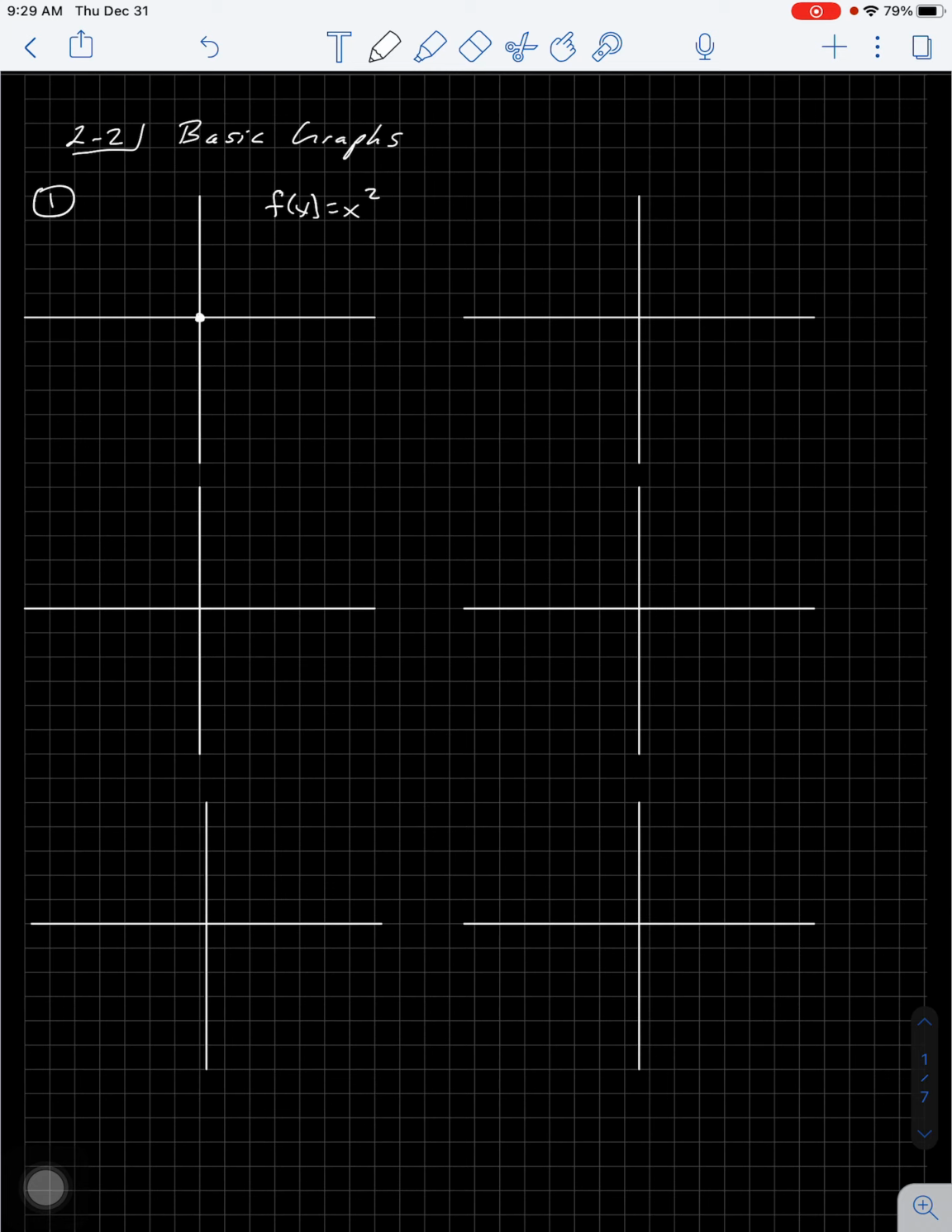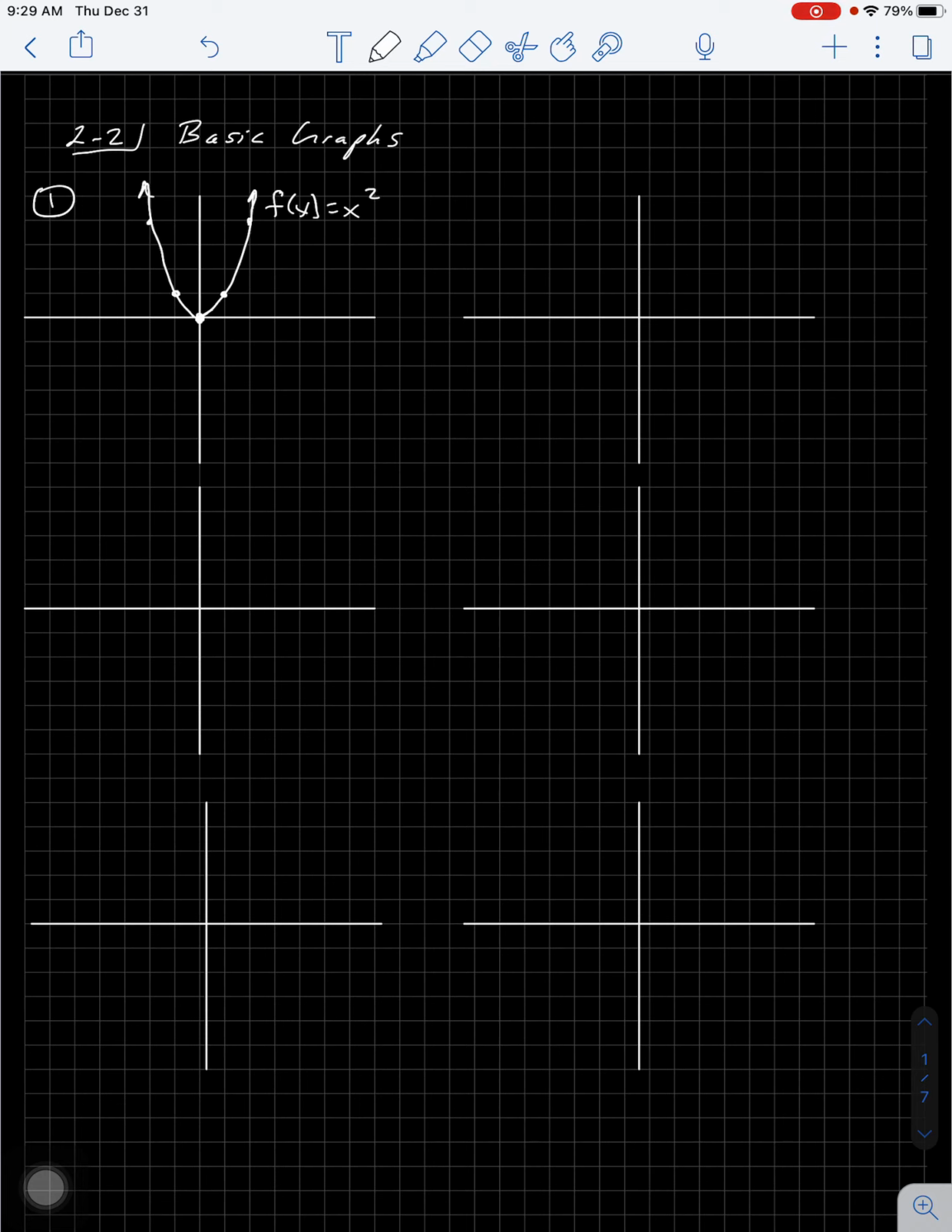The picture looks like this. It goes through 0, 0, 1, 1, and negative 1, 1. Those are kind of the important points. Now, if you want an extra point, it also goes through 2, 4, and negative 2, 4. But this graph is a parabola. It is not pointed at the bottom. It's rounded, and it goes up like that.